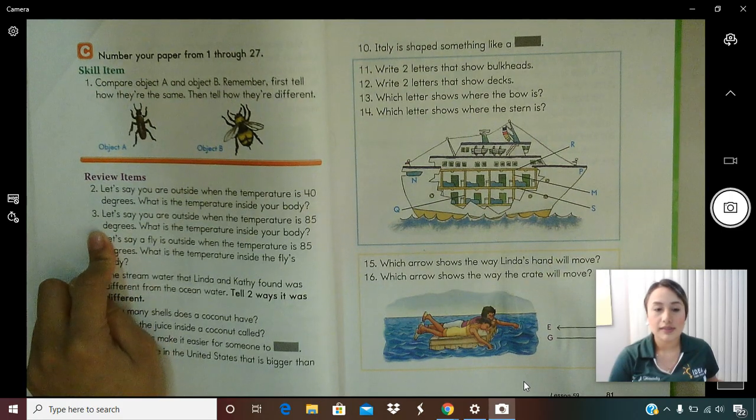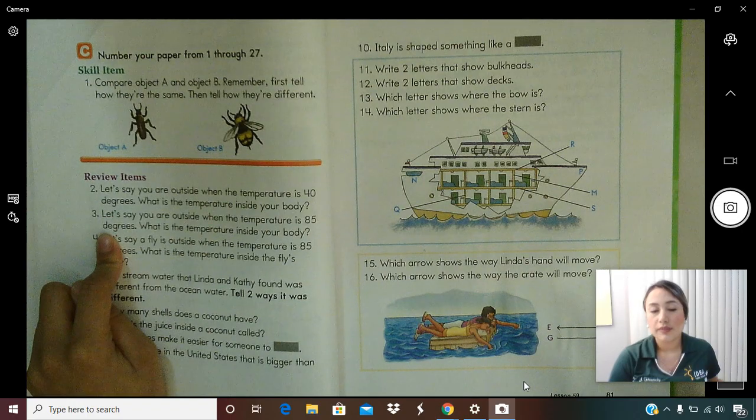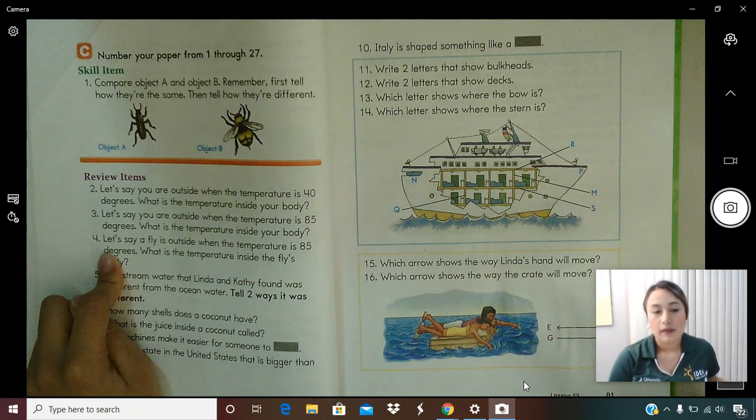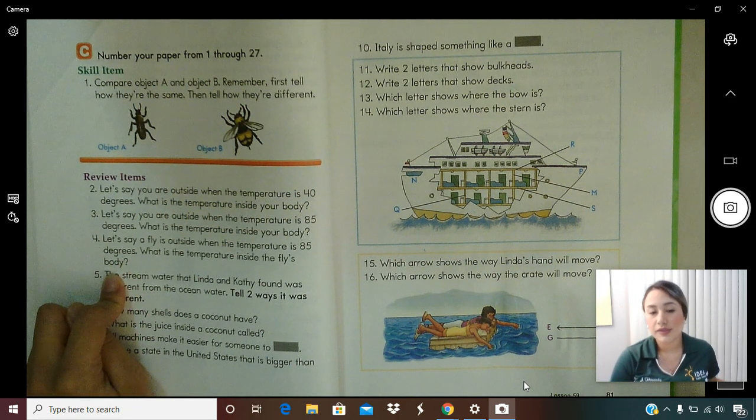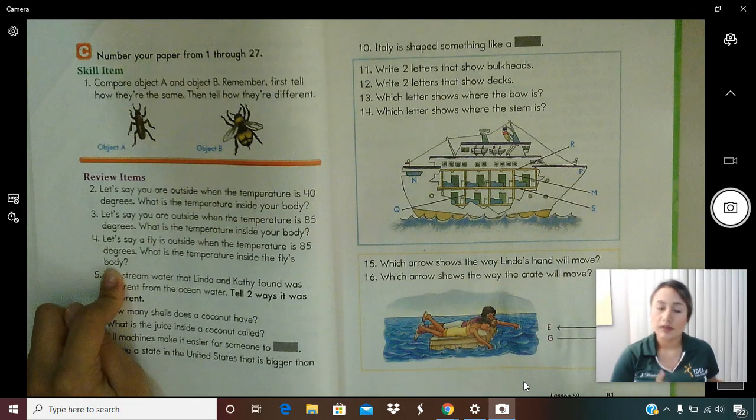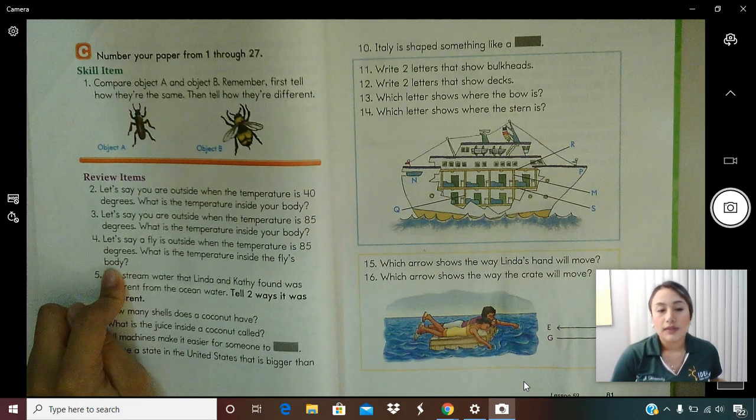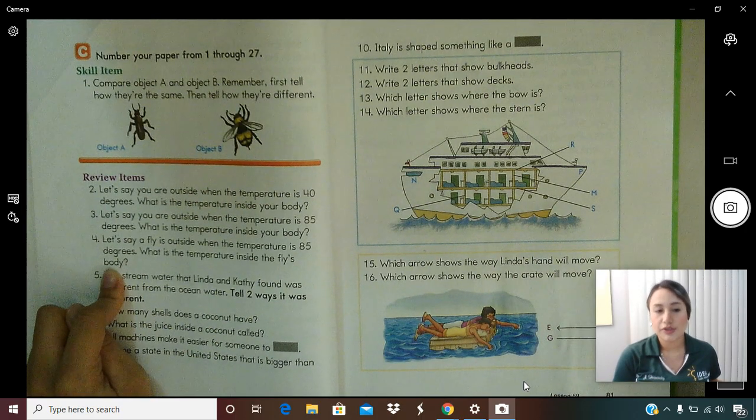Number 3. Let's say you are outside when the temperature is 85 degrees. What is the temperature inside your body? The answer for number 3 is also 98 degrees. Number 4. Let's say a fly is outside when the temperature is 85 degrees. What is the temperature inside the fly's body? The answer for number 4 would be 85 degrees. Remember, a fly's temperature does change. An insect's temperature does change.